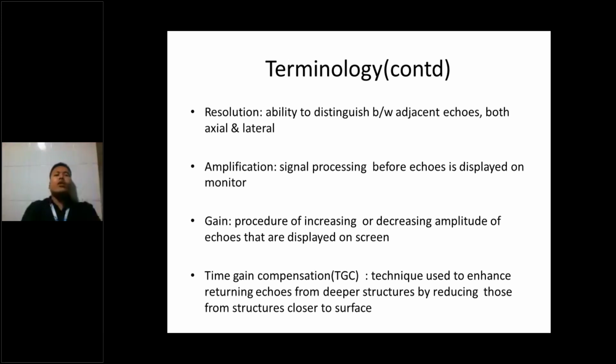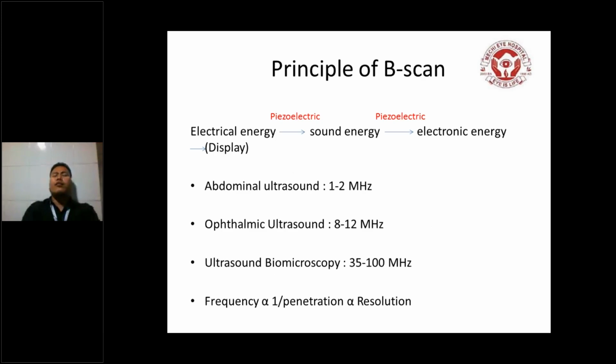So now come to the principle of B scan. The principle of B scan is not very difficult. It is just I have modified it. Electrical energy is converted into sound energy with the help of a piezoelectric crystal, and now sound goes to the different parts of the eyeball and comes back in the form of echoes, and these echoes, with the help of the piezoelectric crystal again, are converted into electrical energy, which is displayed in the monitor.